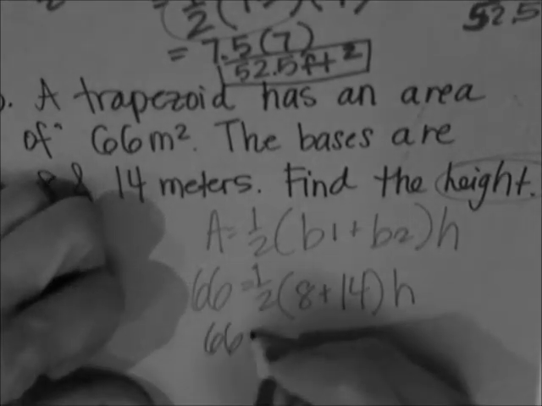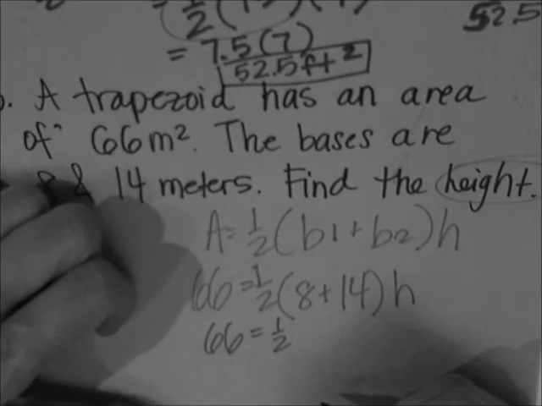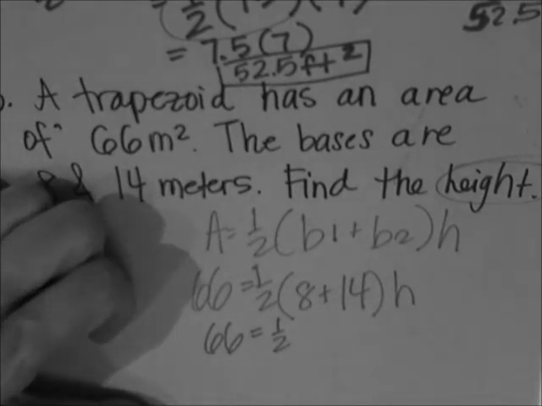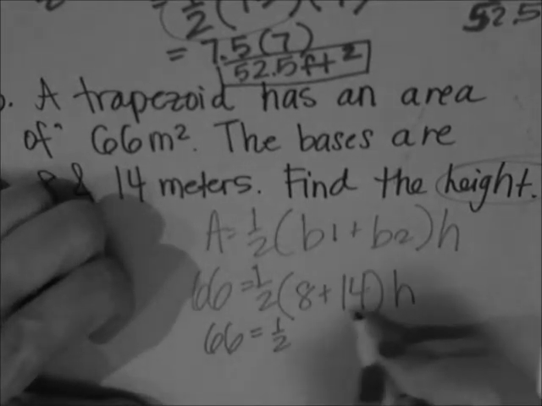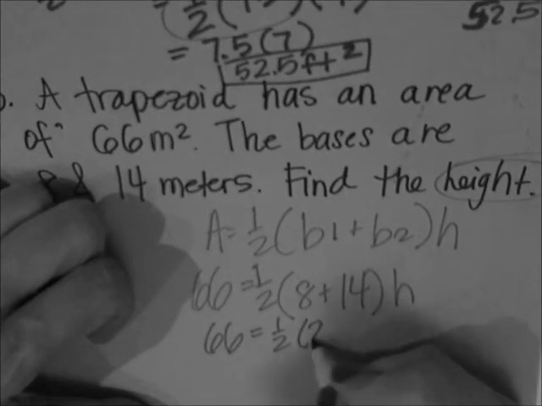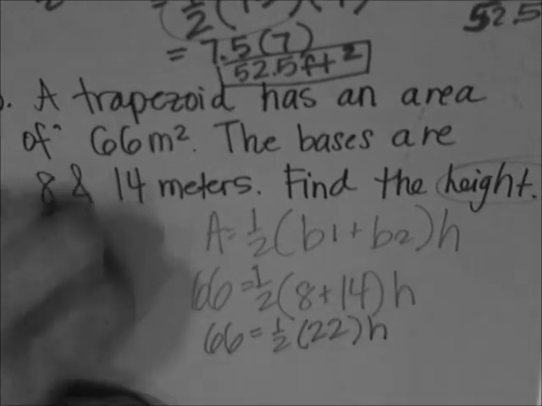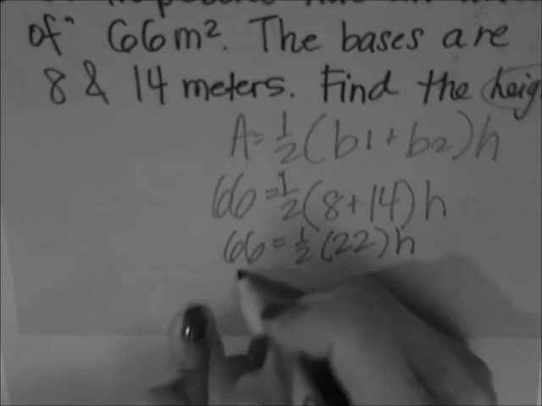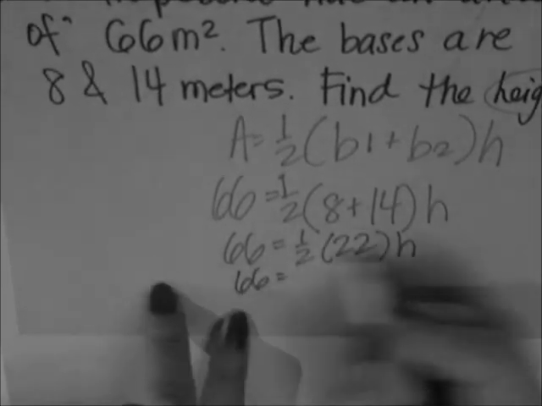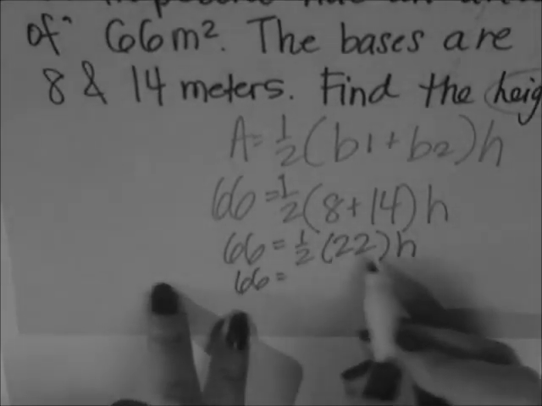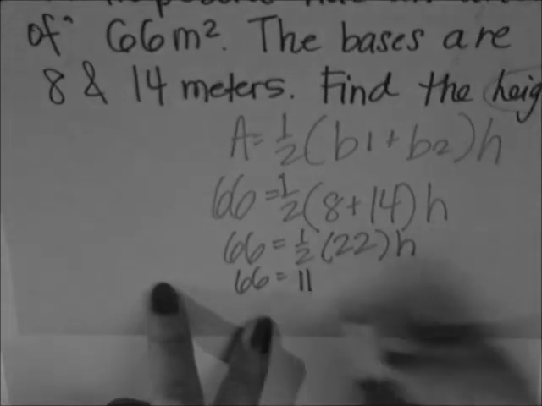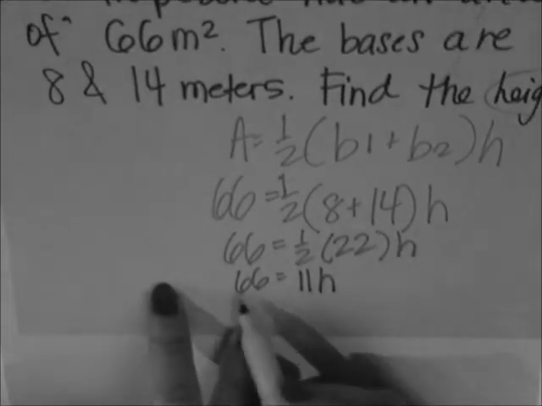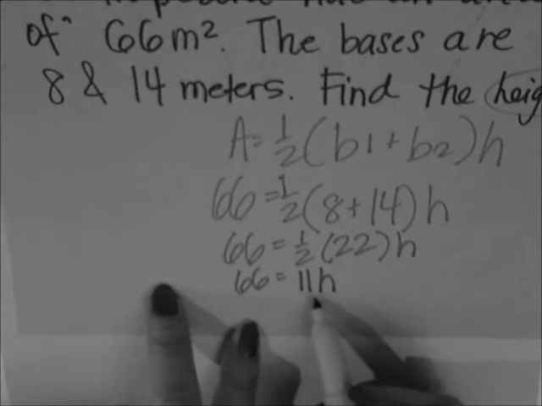So 66 equals 1/2 times 8 plus 14, that's going to be 22, I hope. Let me tell you, brain not working so fast today. All right. Let's go ahead. 66 equals, I'm going to continue to simplify this. Half times 22 equals 11. And then I'm going to leave it there. So now we have 66 equals 11 times h.